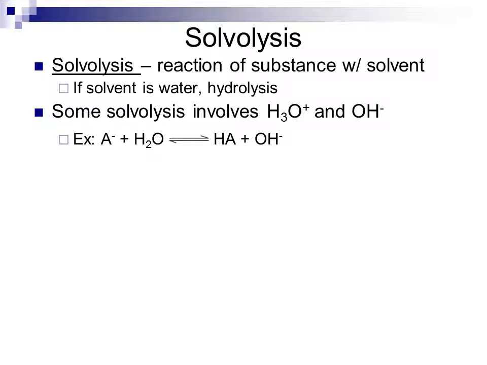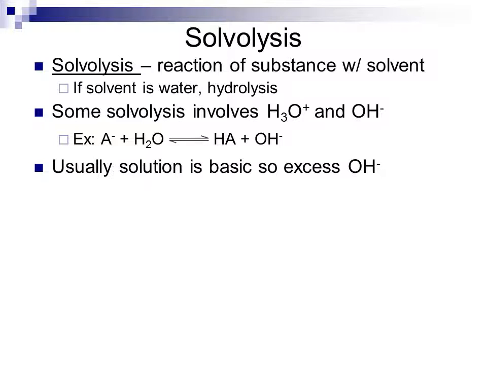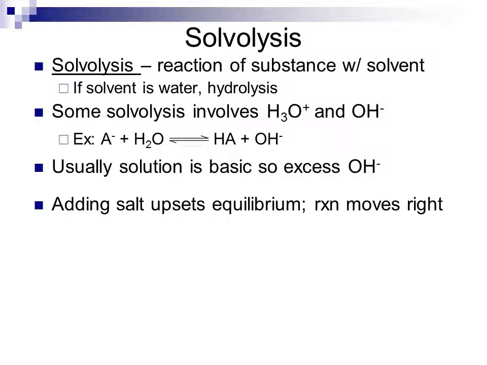For example, the conjugate base of an acid can react with water to reform the acid and hydroxide. Usually, this kind of solution is basic, so we form excess hydroxide. Adding the salt will upset the equilibrium. The reaction then moves to the right.